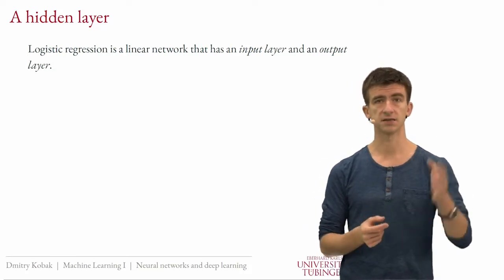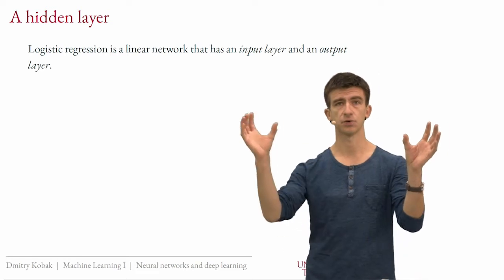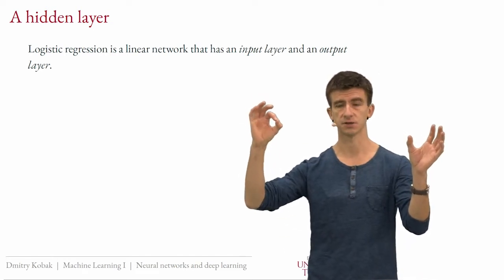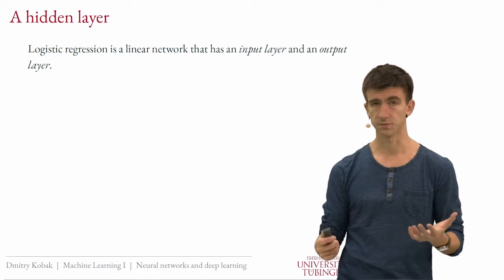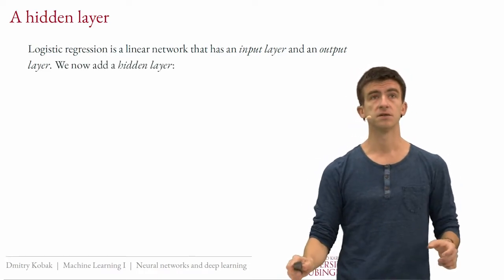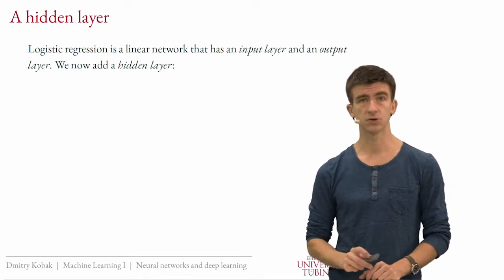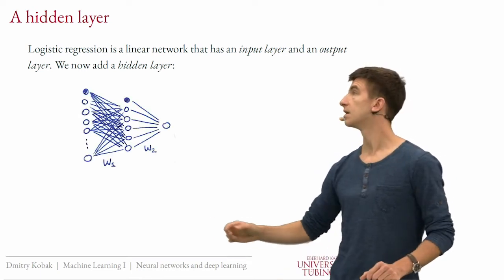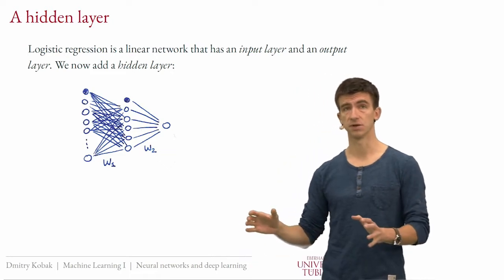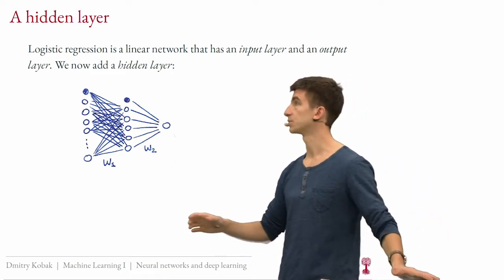Second, it only has the input layer, that's our data, and the output layer, that's h of x prediction. There's nothing else going on. It's kind of a stupid network. Still, let's make it more interesting. Let's add something called a hidden layer. And actually, from this point on, it will suddenly become much more interesting.